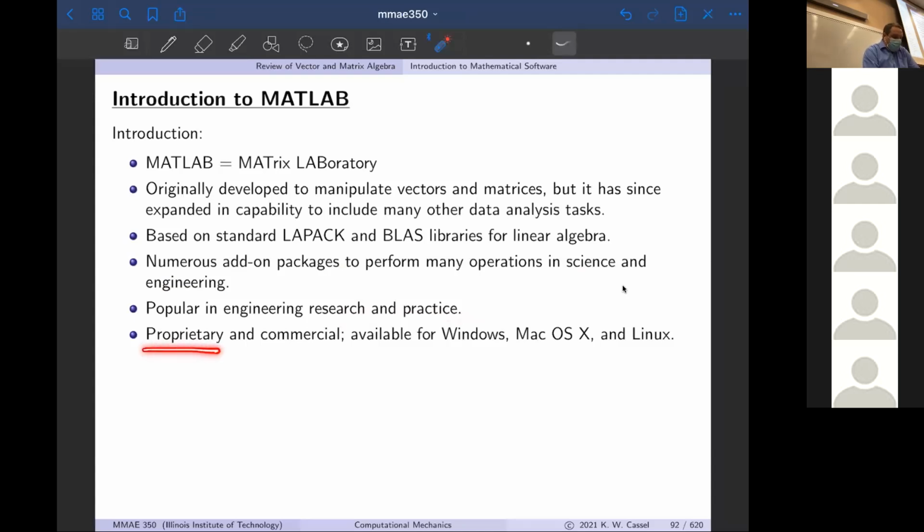It is proprietary and commercial. So it's developed by a company, sold by a company, MathWorks. They're trying to make money. It is available for all three major platforms, Windows, Mac OS, and Linux. But one of the reasons why people are latching on to Python, it's not the best reason, is because it's not associated with a particular company. If something were to happen to MathWorks, if someday MathWorks were bought out by Microsoft or some other company, who knows what would happen to MATLAB? Maybe it would just go away. So it's a little bit risky.